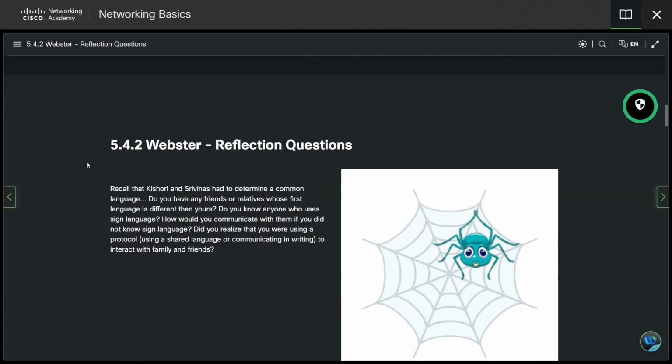Reflection question. Recall that Kishore and Ravina had to determine a common language. Do you have any friends or relatives whose first language is different than yours? Do you know anyone who uses sign language? How would you communicate with them if you did not know sign language? Did you realize that you were using a protocol, a shared language of communicating and greeting, to interact with family and friends?